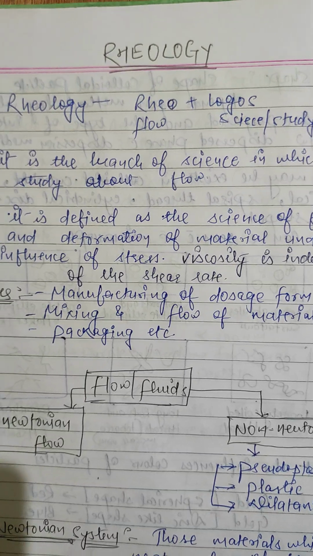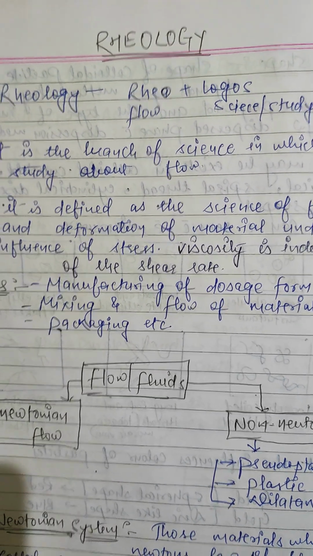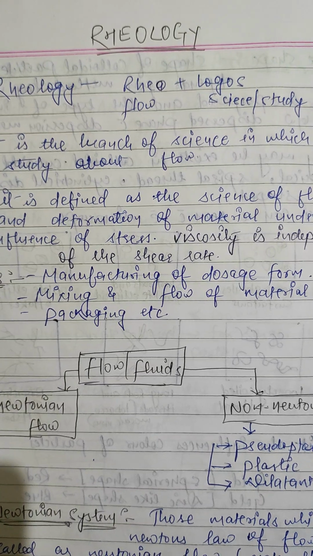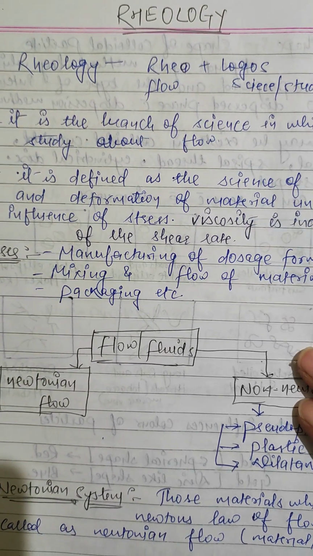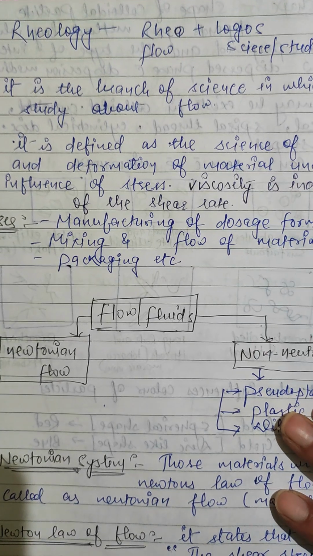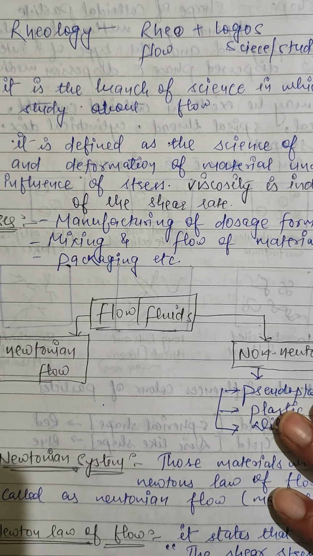So what will be the definition? It is the branch of science in which we study the flow. What kind of flow is it talking about? The flow of a liquid or a fluid. So it is defined as the science of flow and deformation of material under the influence of stress.